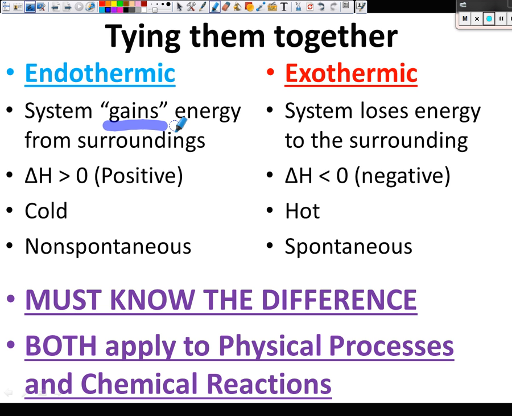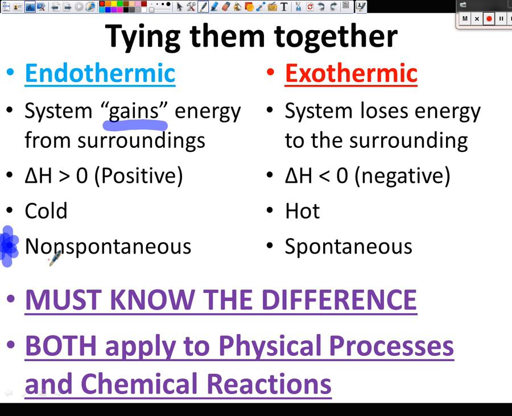It arbitrarily gets cold. And then the big one, the new one, put a star beside this, is non-spontaneous. What does non-spontaneous mean? Okay? And I like what you said, Mason. It doesn't do it randomly. It doesn't just naturally happen on its own.